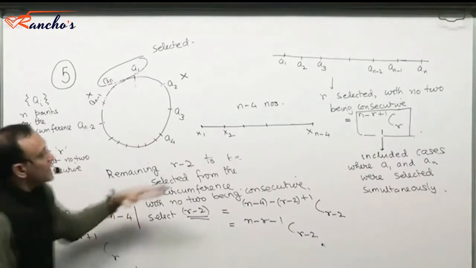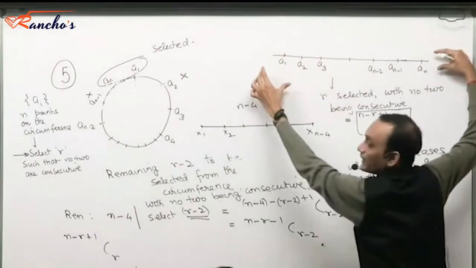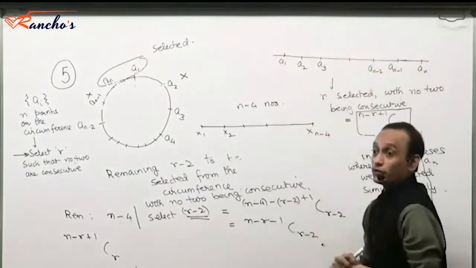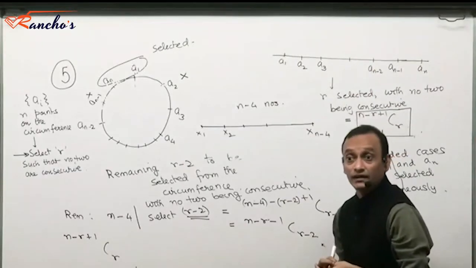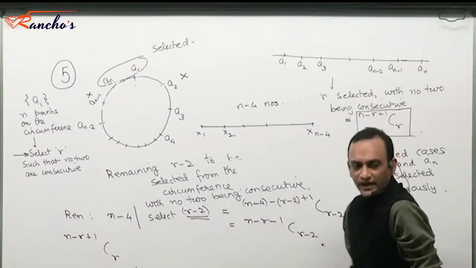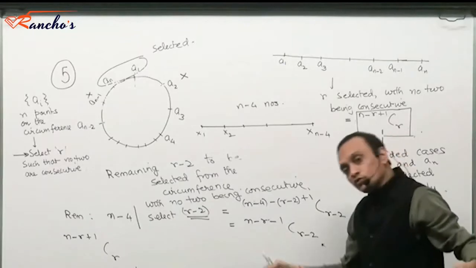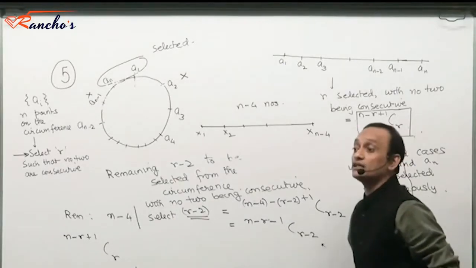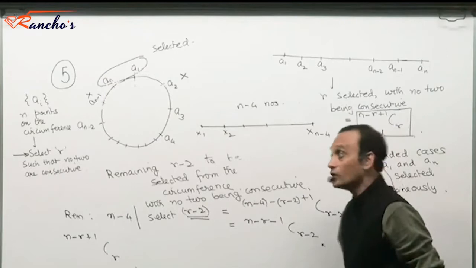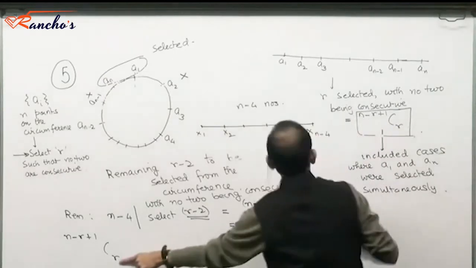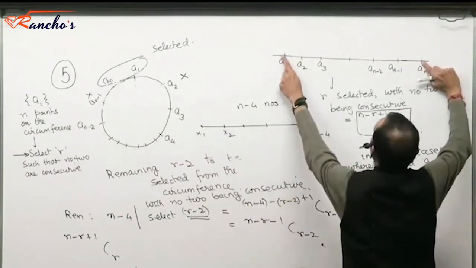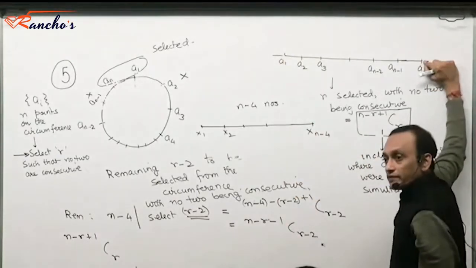Because this is like if they were on a straight line. But if you fold it, a1 and an would be together, and that would prevent a1 and an from being together, right? On a circle, a1 and an can't be together. On a straight line, you could have simultaneously selected. On a circle, they are neighbors. They couldn't have been simultaneous. So I will remove from this count those cases in which a1 and an are together.